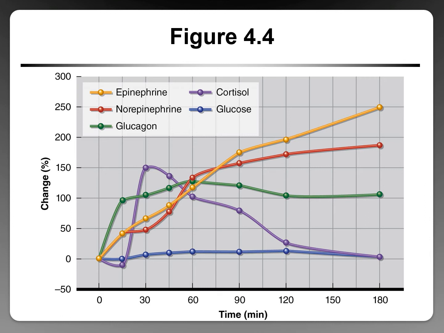Here is an example of hormone levels and how they are going to fluctuate during a bout of physical activity. So you can see epinephrine will be in yellow, norepinephrine will be in red, glucagon will be in green, cortisol will be in purple, and glucose will be in blue. You notice that during the bout of physical activity, glucose levels remain fairly constant. However, how we get those glucose levels to remain constant is constantly going to change. You notice early on in physical activity, you will see a big spike in cortisol, which will then start to decline. You will also see a rapid spike in glucagon, which will then start to level out, and a steady climb in epinephrine and norepinephrine.